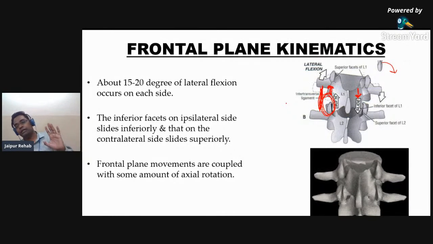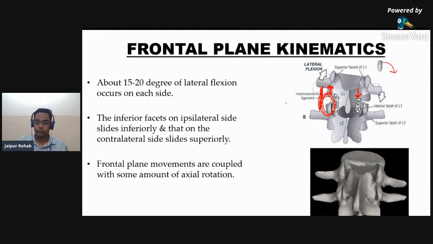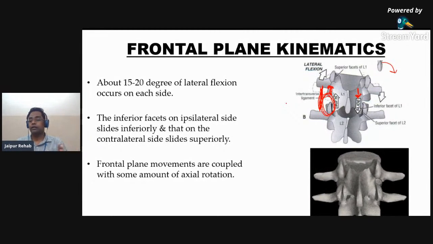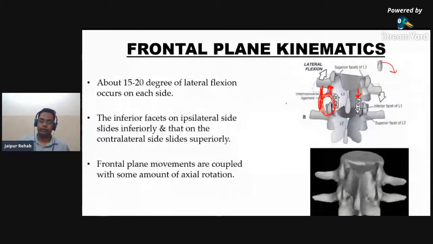जब भी मैं side bending करता हूं तो it is usually associated with contralateral side rotation. Okay? या फिर अगर मैं rotation करता हूं किसी एक side में, it is also usually associated with contralateral side of my side bending. Okay? So this is known as the coupled motion, which is quite exclusively available in the lumbar spine and your cervical spine also. Probably less in the thoracic spine because there is less margin of movement over there.